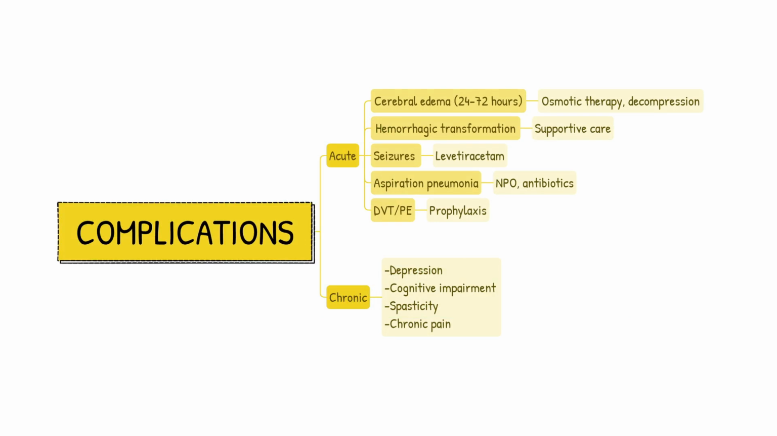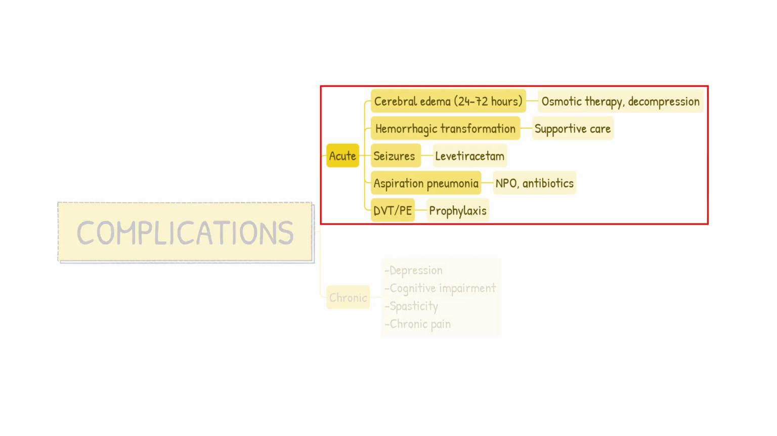Okay, now let's discuss complications, which are divided into acute and chronic complications. Cerebral edema typically develops 24 to 72 hours after stroke onset. Severe edema can cause mass effect and midline shift. Treatment includes osmotic therapy with mannitol or hypertonic saline, and in severe cases, decompressive craniectomy.